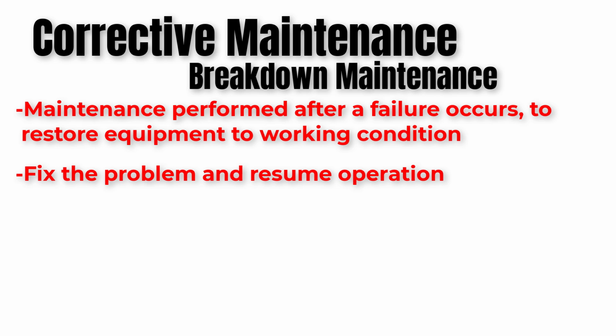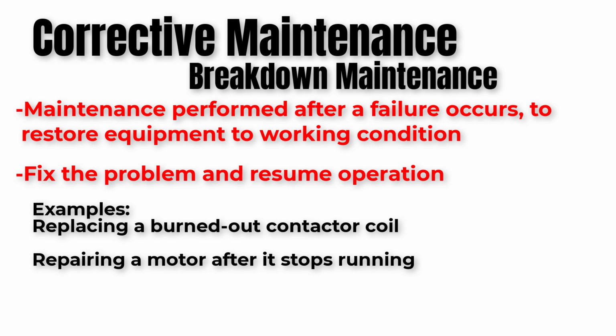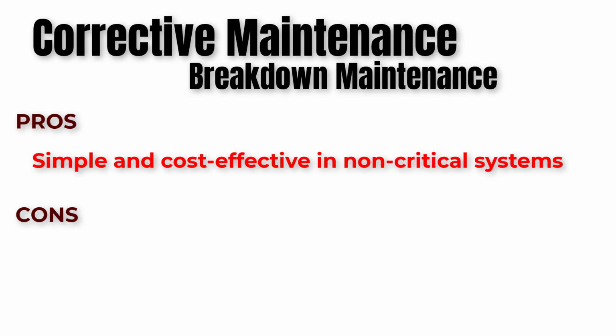So for example, if our contactor has burned out, we have to replace it with a different contactor. Or if our motor has a problem on its bearings, we have to repair the motor bearing. Or if our motor has a problem, we have to repair or replace our motor. So the pros actually, it's simple and cost effective in non-critical systems. But in critical systems like oil and gas systems, this is not a very good condition.